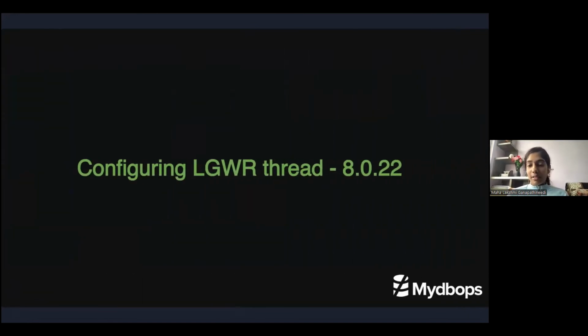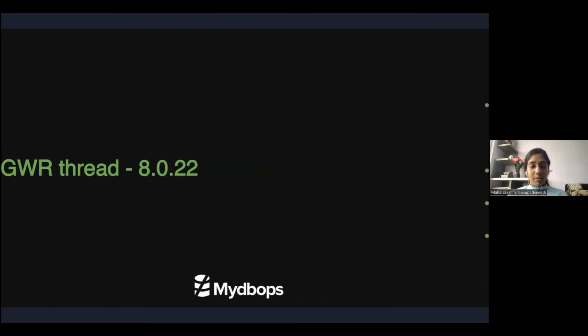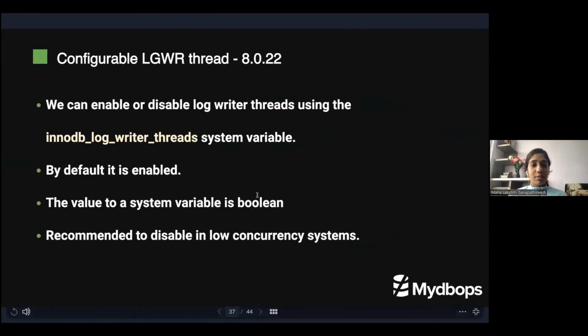How can we configure the log writer thread? In 8.0.11, we got introduced to the log writer thread to write the data from the log buffer to the OS caches, and then flush it from the redo log files to the disk. So how can we configure it?